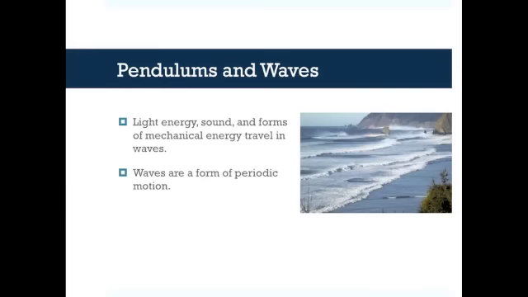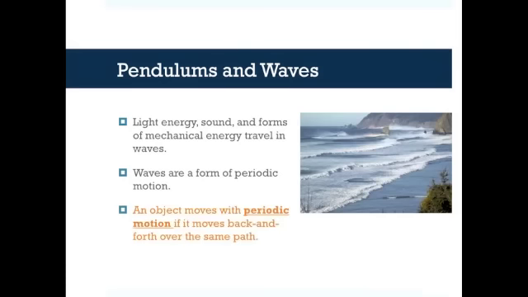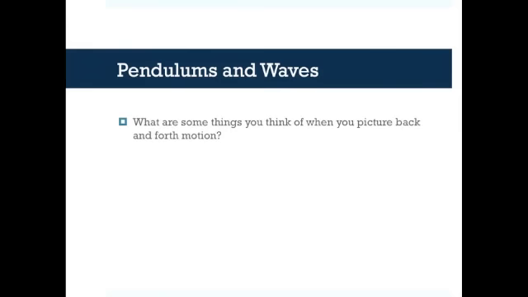And waves are just a form of periodic motion. Periodic motion is something that moves back and forth over the same path. Periodic just means something that happens regularly, something that happens periodically. So if you think of something that has a period, it's something that repeats itself over and over again, back and forth over the same path. That's periodic motion. So, back and forth motion.